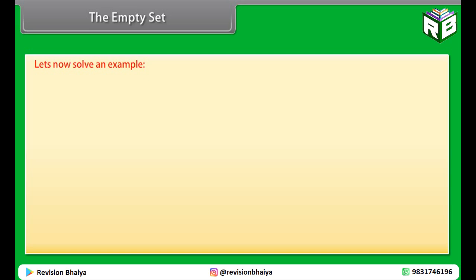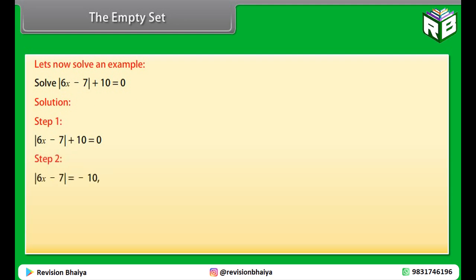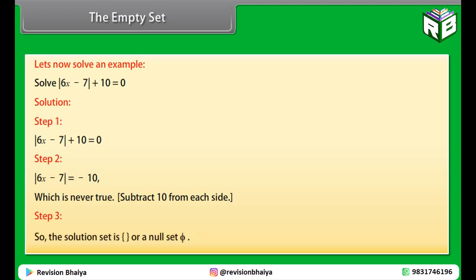Let's now solve an example. Solve modulus of 6x minus 7 plus 10 is equal to 0. Solution. Step 1. Modulus of 6x minus 7 plus 10 is equal to 0. Step 2. Subtract 10 from each side. Modulus of 6x minus 7 is equal to minus 10, which is never true. Step 3. So, the solution set is empty set or a null set.